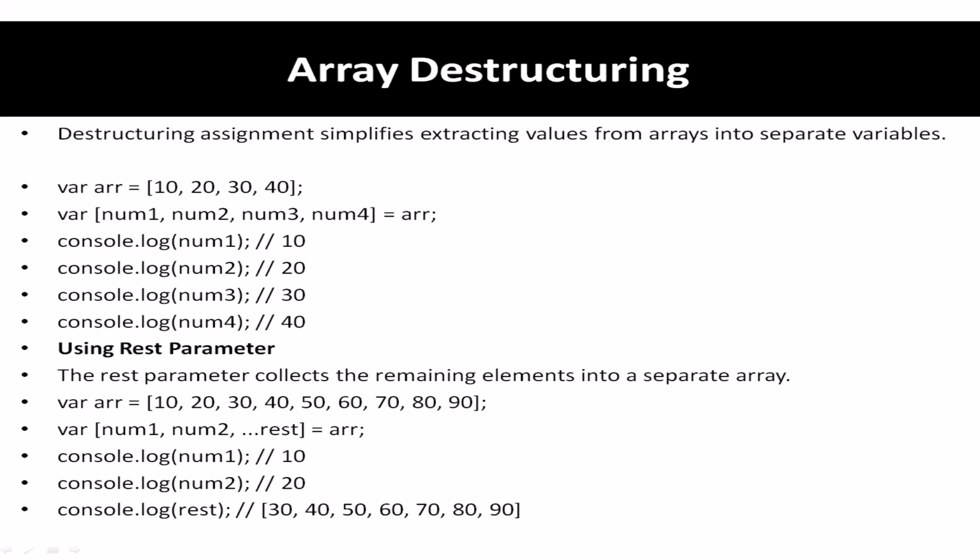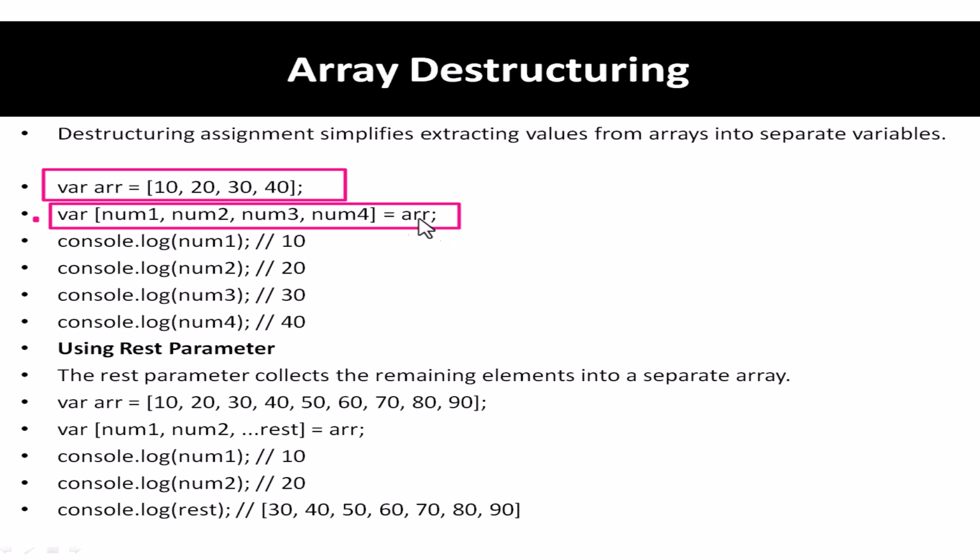So, array destructuring. Destructuring assignment simplifies extracting values from an array into separate variables. For example, if you consider the array with number 1, number 2, number 3 and so on, you can destructure particular elements from the array. Here we have given index 0, 1, 2, 3, 4. Now here you specify variables, where number 1, number 2, number 3, number 4 equal to array.